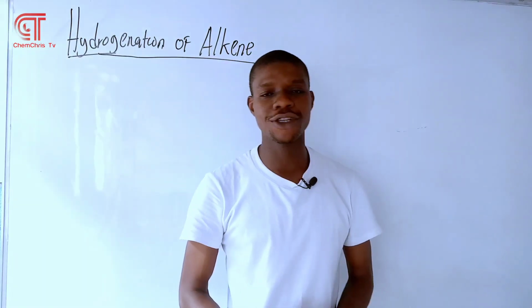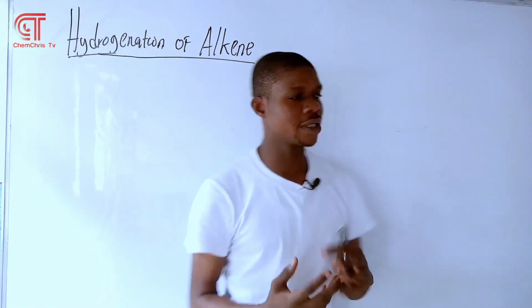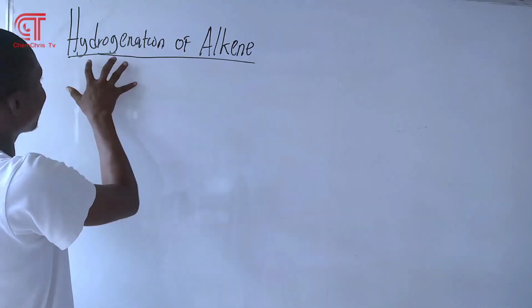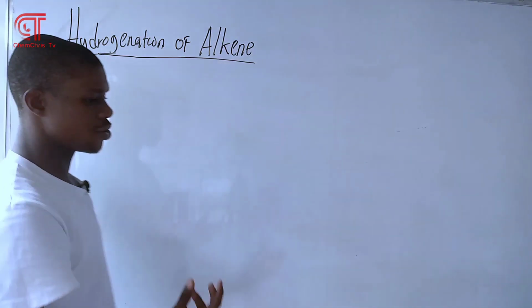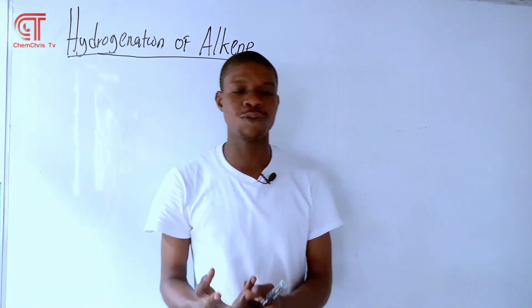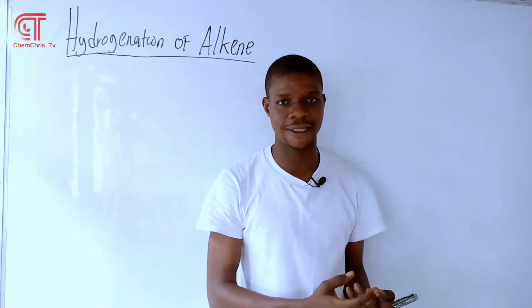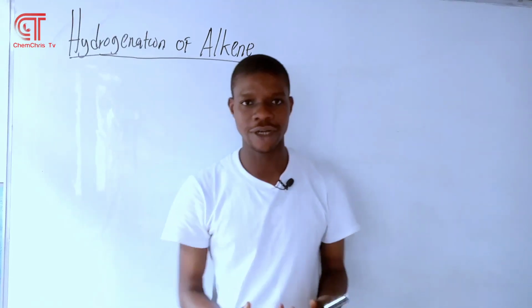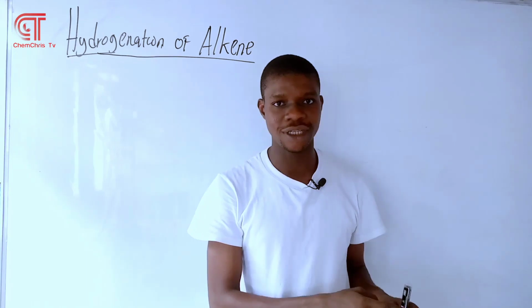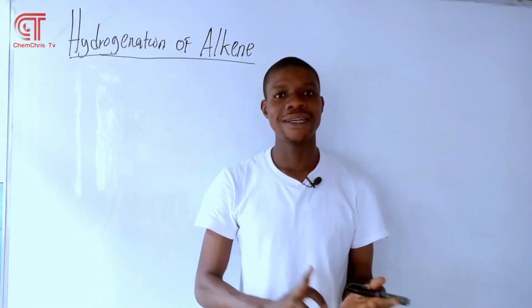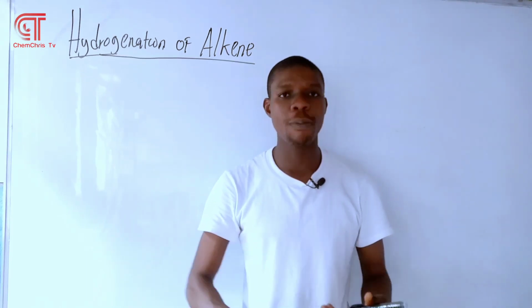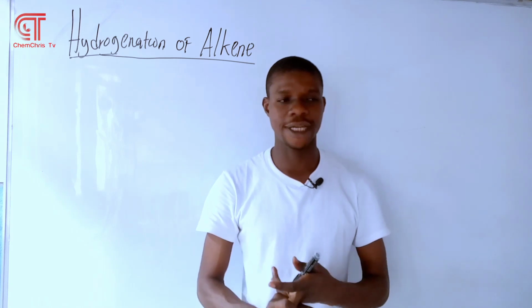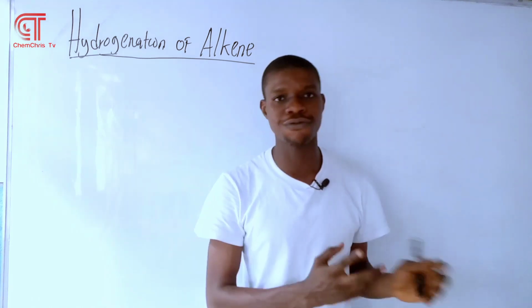So the first type of reaction of alkene you really want to know is the hydrogenation reaction. Hydrogenation reaction is the simplest addition reaction of the alkene. So what is the hydrogenation reaction? It's the addition of hydrogen in the presence of nickel, platinum, or palladium catalyst to form the alkane.